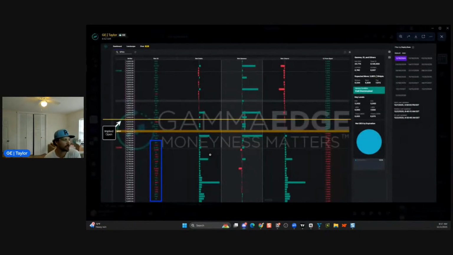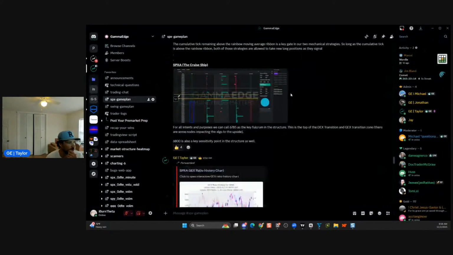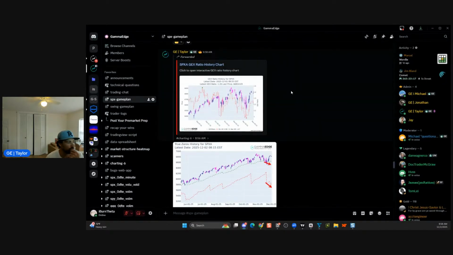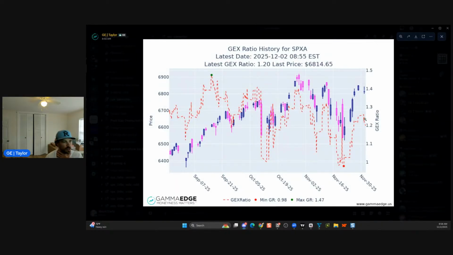Looking at structure, we're above 6785, which is the key zone for the monthly expiration, the SPX complex. Want to maintain that. However, things that we're noticing under the hood, looking at the GEX ratio, the true gamma, the true delta zeros, structure is not necessarily improving. The GEX ratio, as an example, declined yesterday. Price sold off yesterday intraday, so that's fine.